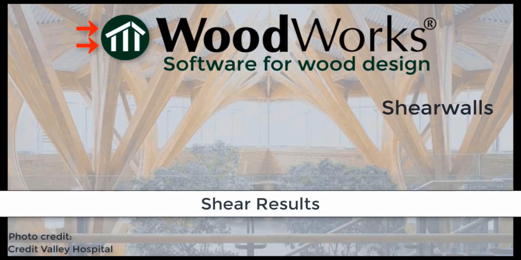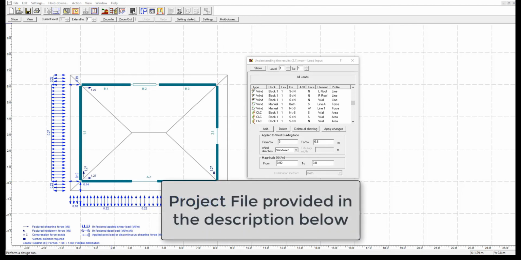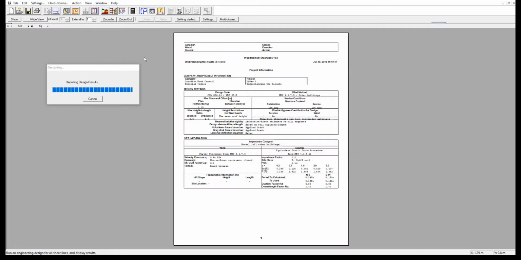In this third video of the series, we will do a thorough explanation of the shear results inside the design results tables. For this tutorial, we will be using the same structure from the two previous videos, but with different manual loads added. The project file available in the description is saved until this point. We will now run the design and go through the results.